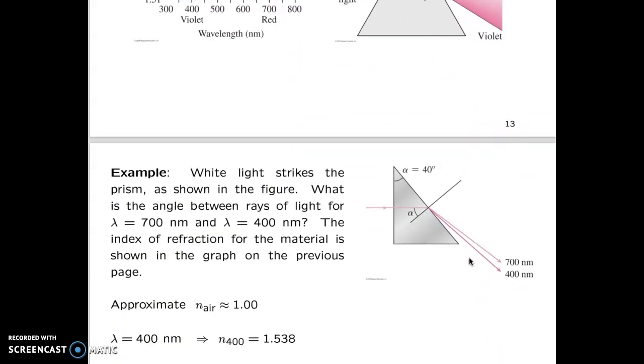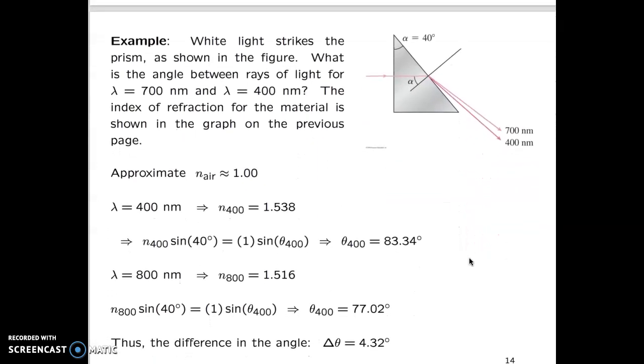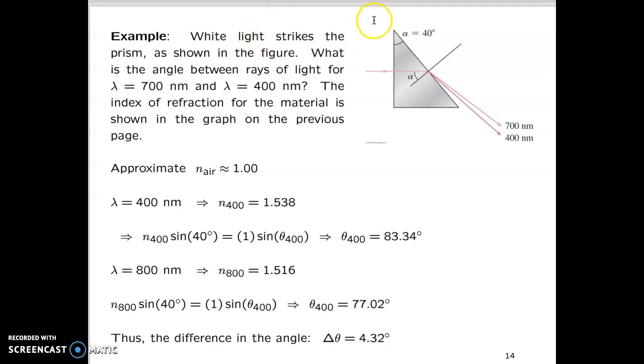Okay, so let's do a little calculation here. So we have a glass prism, we have white light striking the prism here. It goes straight in, because it has normal incidence, perpendicular to this surface here. It just goes straight through without being altered. Well, the wavelengths may get altered and so on, but not the direction. And then it hits this angle here, and then what happens?